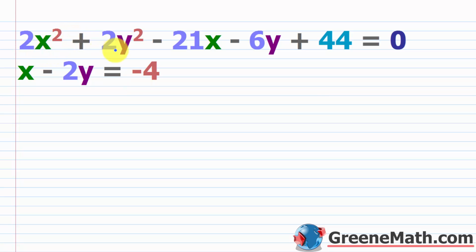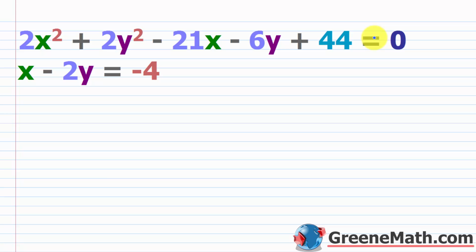So we have 2x squared plus 2y squared minus 21x minus 6y plus 44 equals 0, and x minus 2y equals negative 4. The strategy here is going to be to solve this linear equation for one of the variables and then plug in to this top equation that's not linear. Now, when you do this, you might get extraneous solutions. I'm not going to be checking things because this video is already going to be really long because this is tedious. But I advise you to check your solutions because when you solve these, you can often get extraneous solutions, so there are solutions that won't work in the original problem.